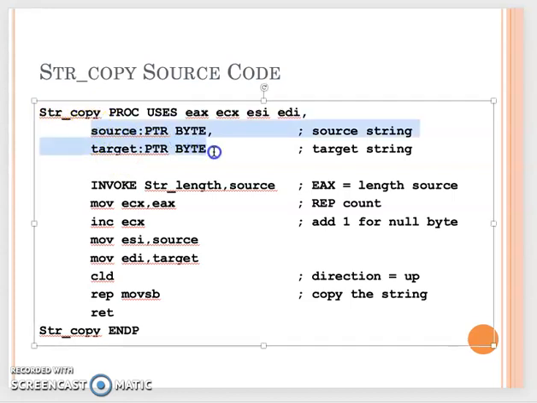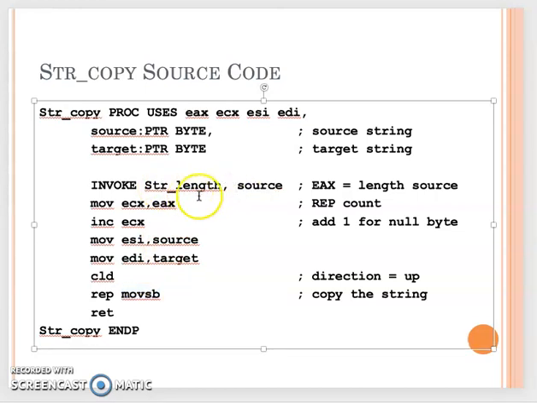We have 2 parameters. In this example, like earlier we said, we need our ESI and EDI, which refer to the source string and the target string. Here we need to reuse our EAX and ECX, so we need to set the values back. This time, since we already have the string length, how many times do I need to do the move SB? Remember we said we need to repeat the move SB, so since we already have the string length, why don't we just use that?